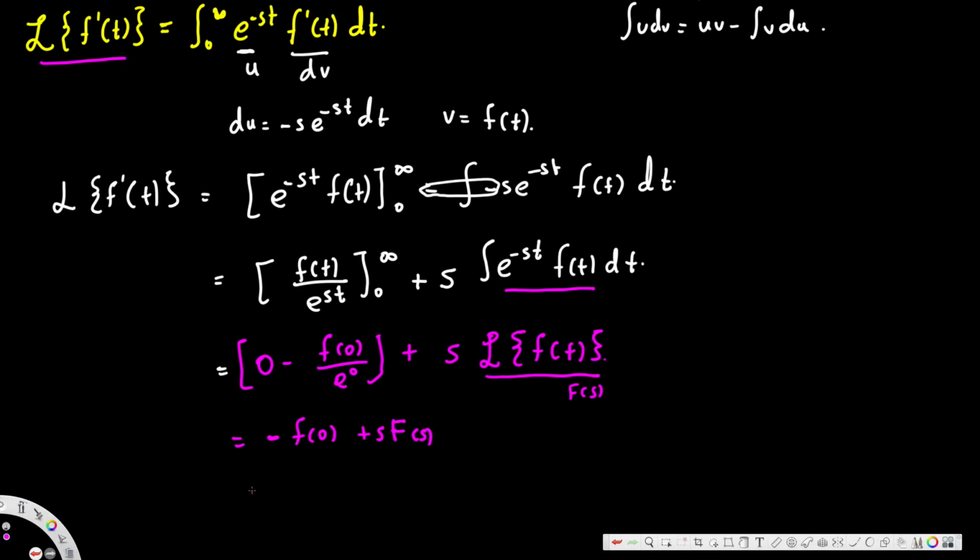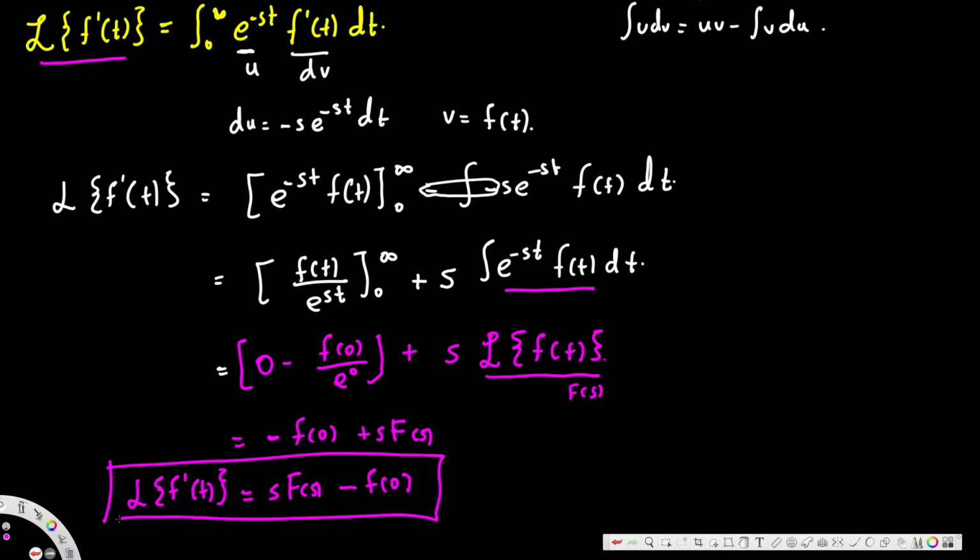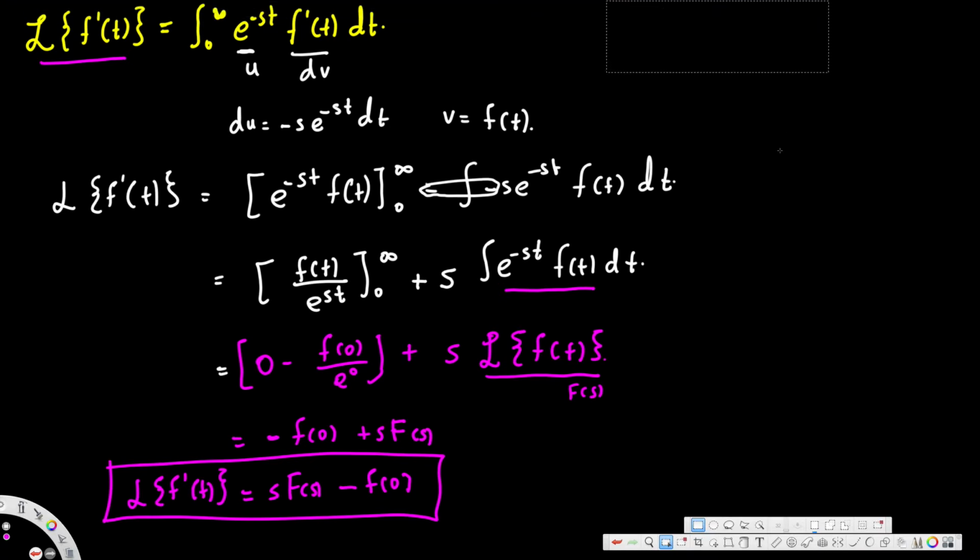Finally, if we rearrange this and write it in a better way, s F(s) minus f(0) is the Laplace transform of f'(t). So this is for the first derivative. Now let's see what's going to happen if we have the second derivative and third derivative. Let's look at the pattern. Let's get rid of this one, and let me divide this one into two things.